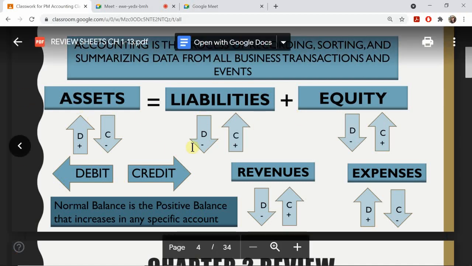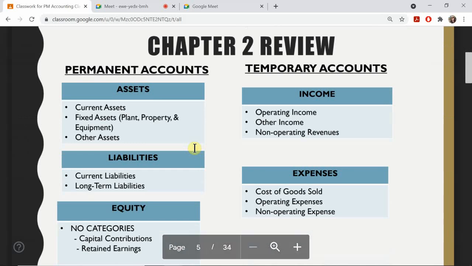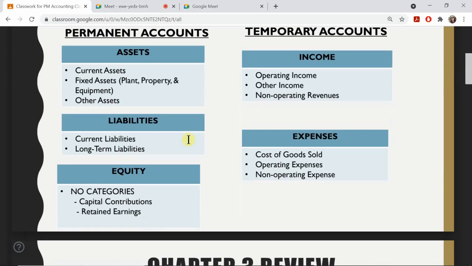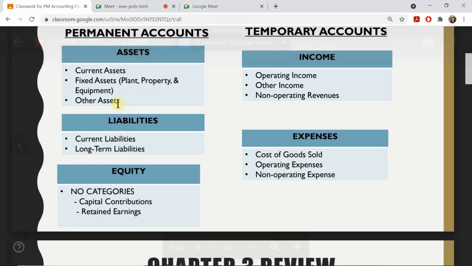So that's going to pretty much be a big, huge chunk of chapter 2 because it's teaching you how the normal balance works, and how to figure out what account types there are. And of course, the next section here is determining what the categories are for each account. So again, assets only have 3, which are your current, your fixed, which is also known as PP&E, your property, plant, and equipment, and other assets, okay? Your liabilities, there's only 2, current and long-term. Equity, there are no categories, okay?